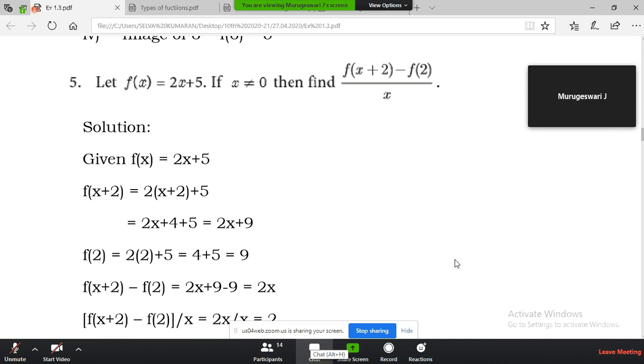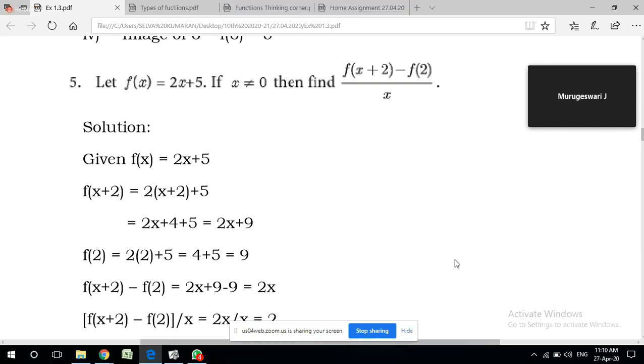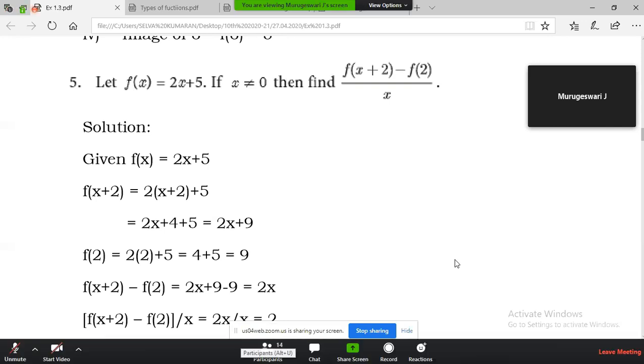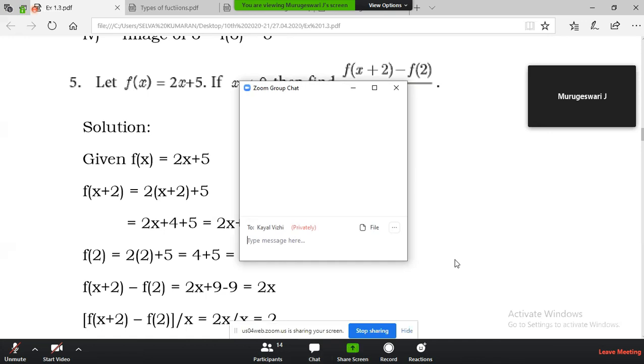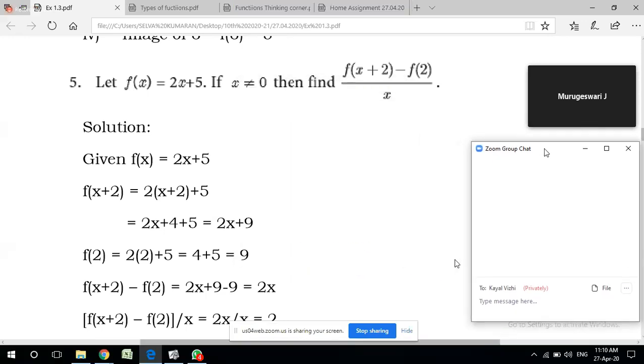Now, fifth one, let f of x equal to 2x plus 5 if x not equal to 0, then find f of x plus 2 minus f of 2 divided by x. Okay. So, in this, what is given? F of x value is 2x plus 5. You can find the value of f of x plus 2 minus f of 2 divided by x. So, for that, first you can find the numerator. F of x plus 2 you can find separately, and then f of 2. After that you can solve this equation.